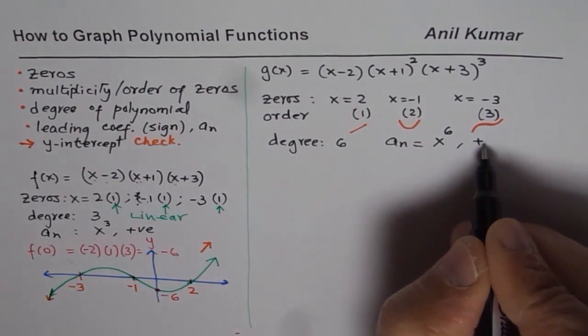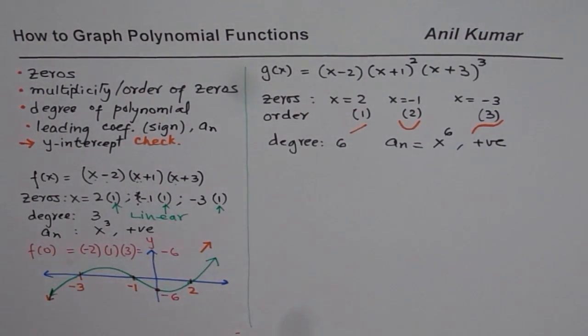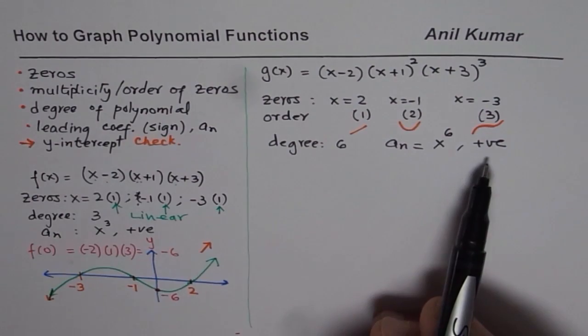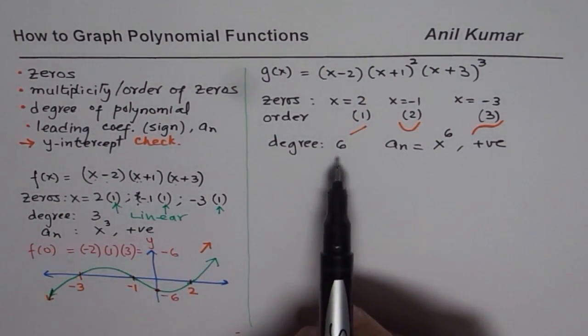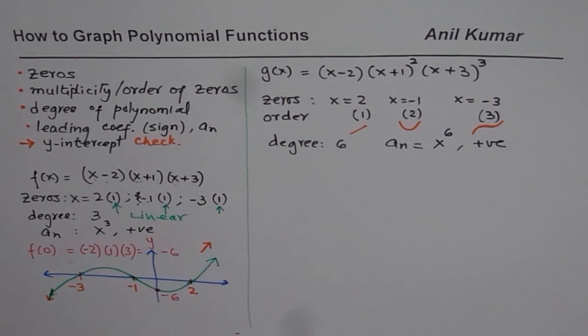Well, we say this is positive. Is it okay? So still we have a positive leading coefficient. Even degree function this time, not odd, right? Now let us sketch this function.